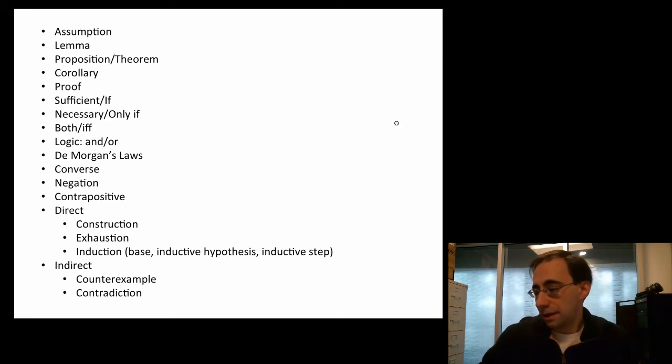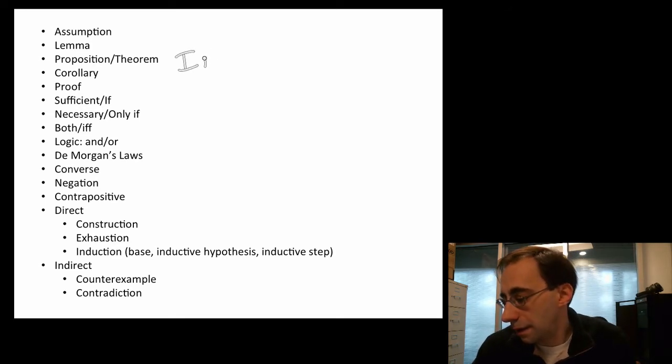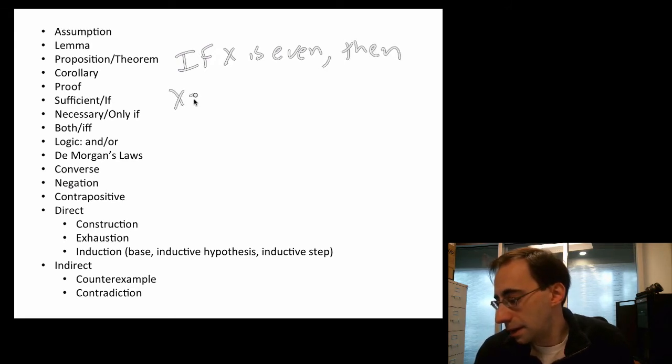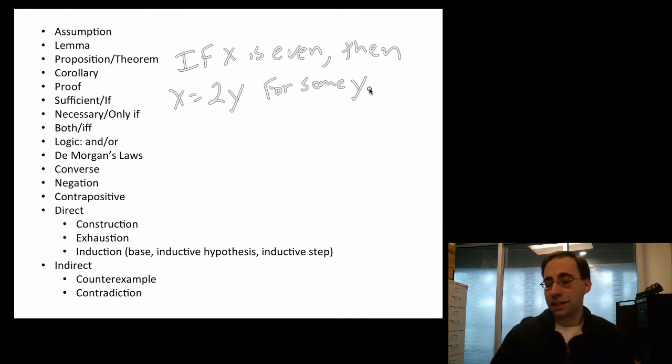Actually, no, two even numbers sum to an even number. So how do we do that? Well, how do we define an even number? An even number is any number that has this property. If x is even, then x equals 2y for some y. Right? So if x is even, then it's a multiple of 2. That's the definition of even.